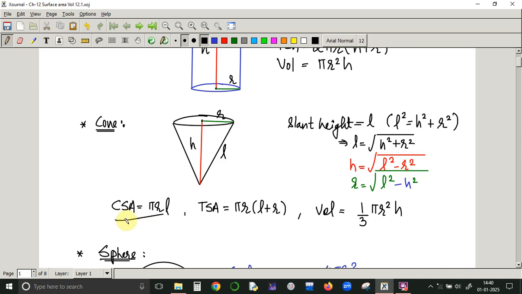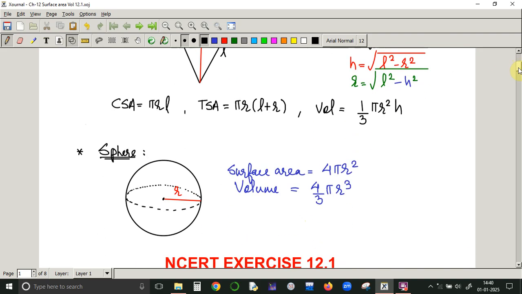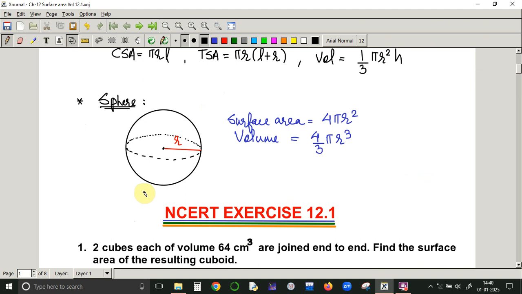Now curved surface area of cone is pi rl. Total surface area is pi r in bracket l plus r, and its volume is 1 by 3 pi r square h. Then the next solid is sphere.